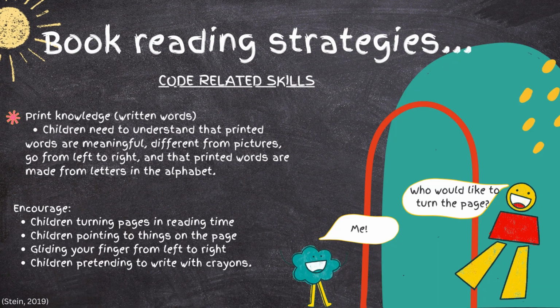Now let's look at some code-related skills. First is print knowledge, which is just another word for knowledge about written words. Children need to learn a lot about how printed words work before they're able to read on their own later. For example, they need to understand that print is meaningful, print is different from the pictures, print goes from left to right, and that print consists of words that are made up of letters in the alphabet.